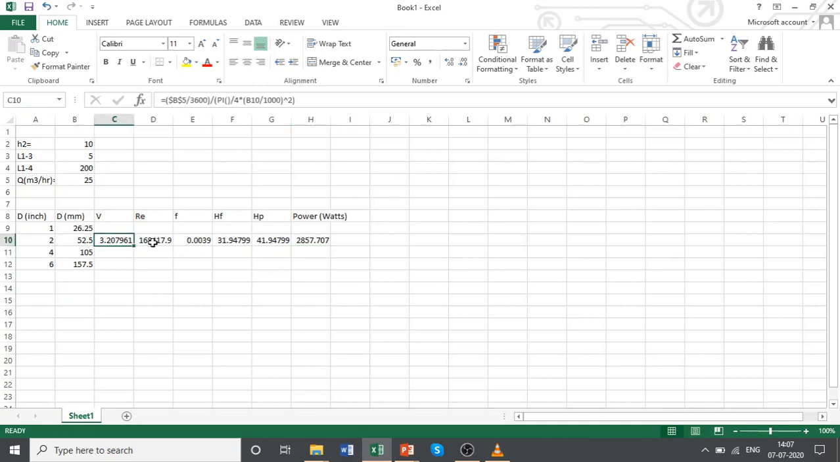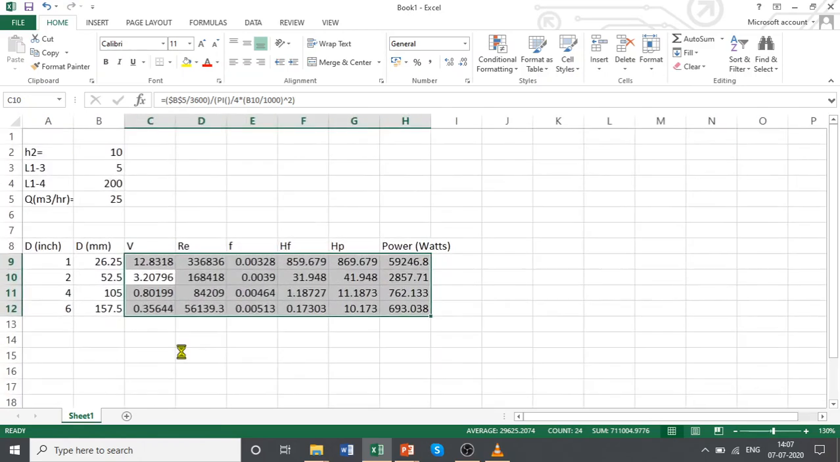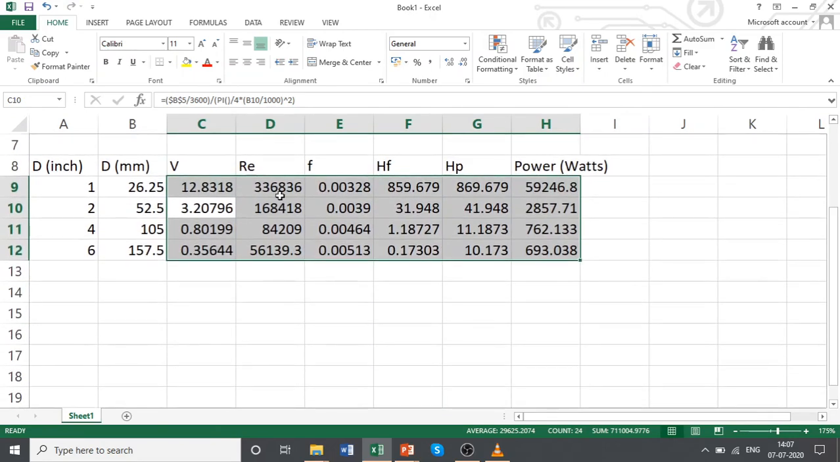Now if we just copy, everything will change automatically. So velocity has become 12 meters per second in this particular case. Let's just expand, just make it bigger. 12 meters per second. Reynolds number, friction factor, power. So you see 59 kW if it's a 1 inch pipe. 2 inch pipe it is 2.8 kW. 4 inch pipe it is 0.76 kW. 6 inch pipe it is 0.693 kW.